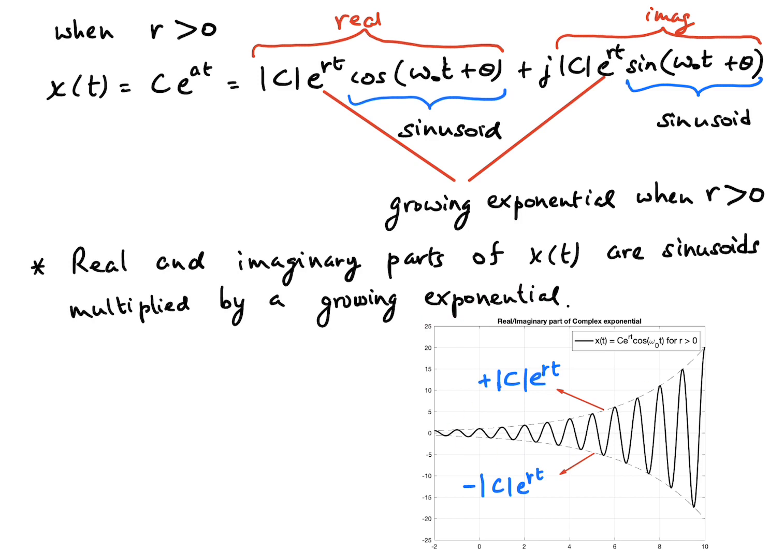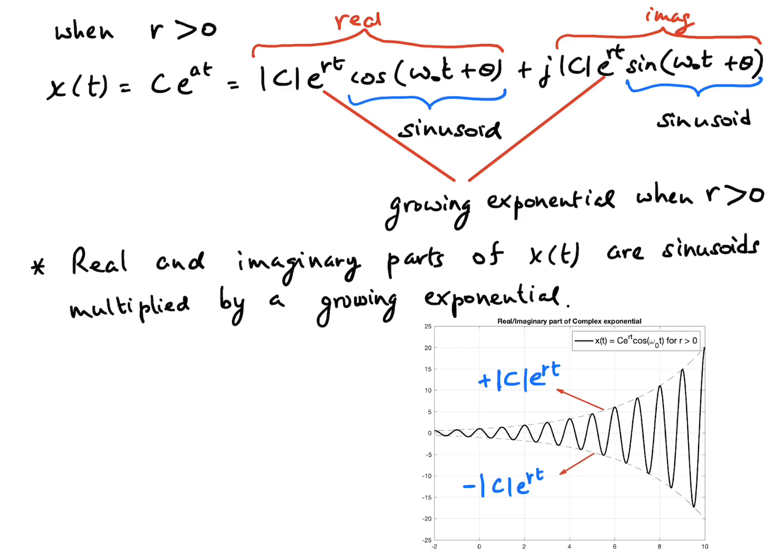So when r is positive, it's a growing exponential, and this dotted line denotes the multiplying factor magnitude of c e power rt. On the upper side, the upper envelope is plus magnitude of c e power rt, and on the lower side, the lower envelope is minus magnitude of c e power rt. So when r is positive, we have the real and imaginary parts being multiplied by a growing exponential.